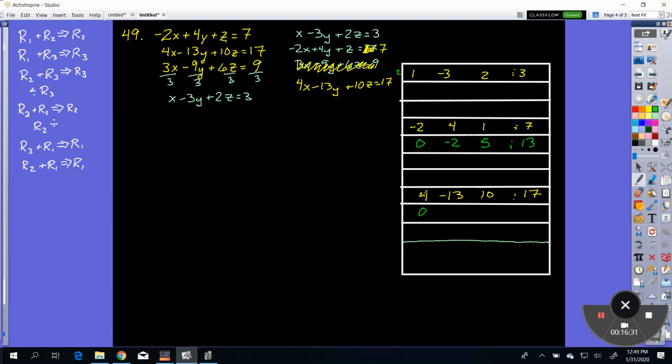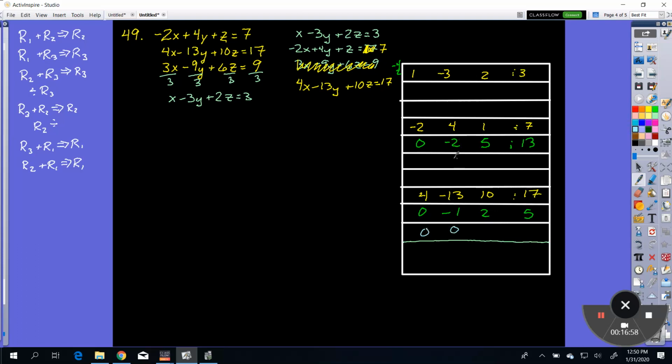Now this needs to become 0, so I have to multiply this by negative 4. I know the first one's going to make it 0, so I'm not even going to worry about that. Negative 4 times negative 3 is 12, minus 13 is negative 1. Negative 4 times 2 is negative 8, plus 10 is 2. Negative 4 times 3 is negative 12, plus 17 is 5. So now in the next one, I need this to become 0 and that to become 0.